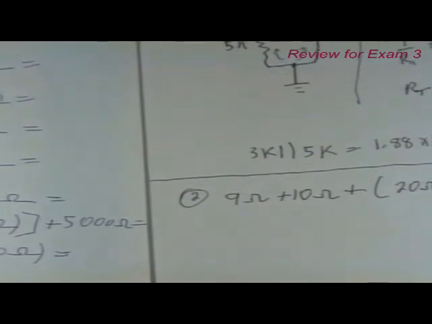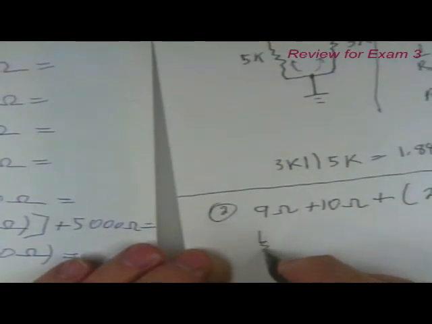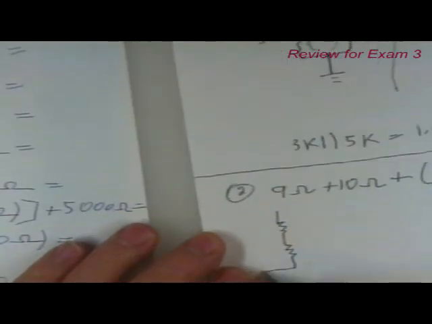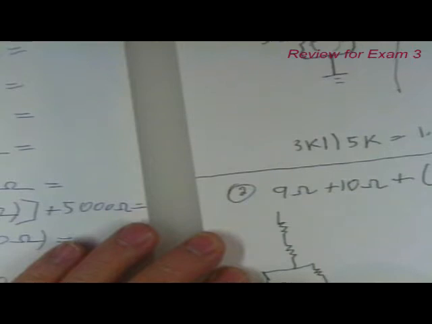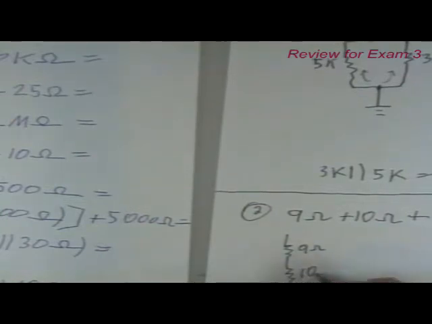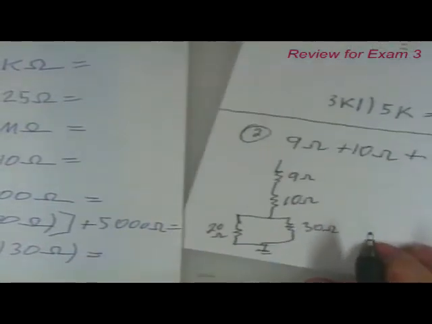Now, the first thing I want to do is draw a circuit, and here's what I have. You don't need to necessarily draw these circuits if you know what you're doing, but it might help you to visualize what you actually have. Now, we start off here. You have a 9 ohm that's in series, and you have a 10 ohm that's in series. And here you have a 20 ohm, and you have a 30 ohm. Okay, let me scoot that up so you can see it now.